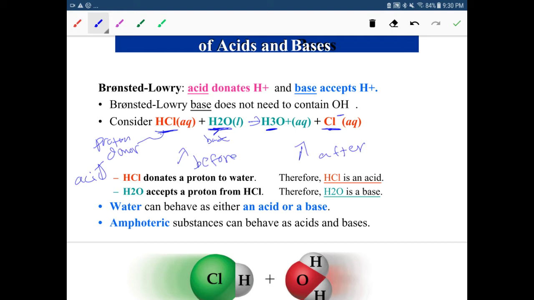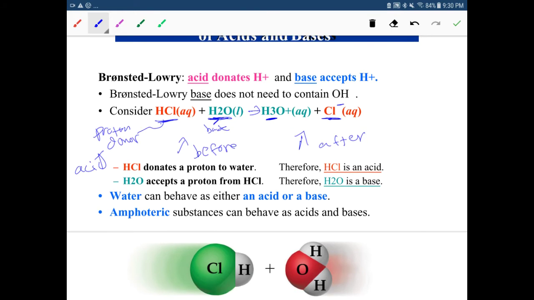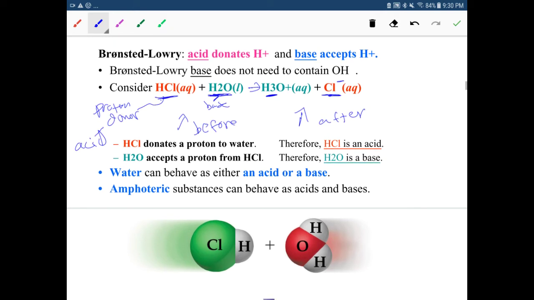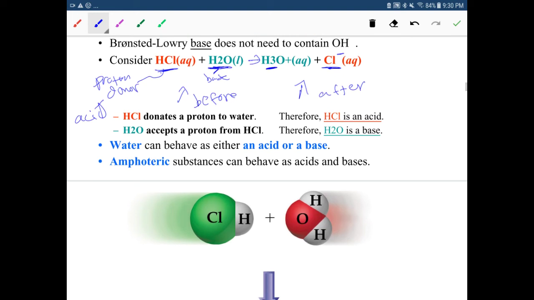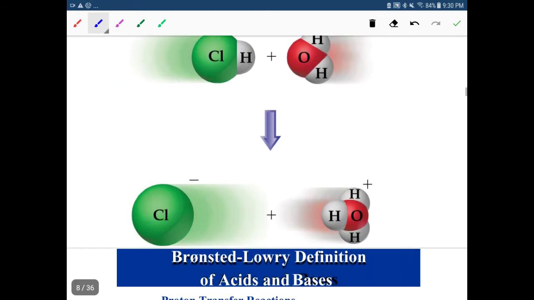It's pretty simple if you look at it. Just look at the reactants, look at what happens after the reaction, and in that way you identify which one gained the H plus, which one lost the H plus or the proton. So HCl donates the proton to water and becomes Cl minus. H2O accepts the proton and becomes H3O plus. Therefore, HCl is going to be the acid and H2O is going to be the base. All right. Moving on.